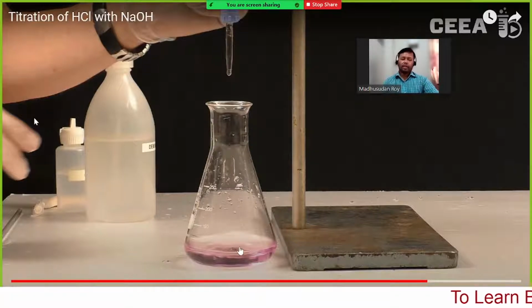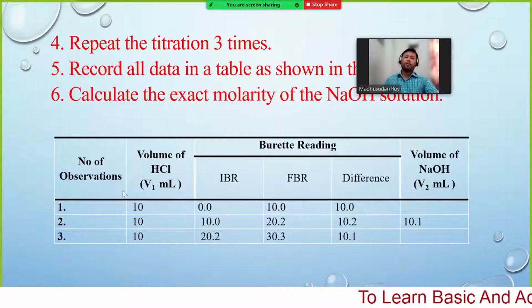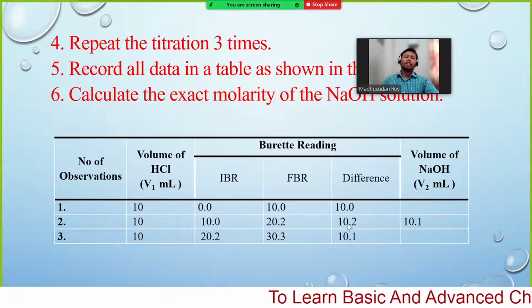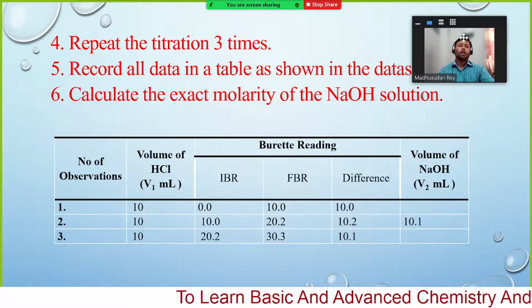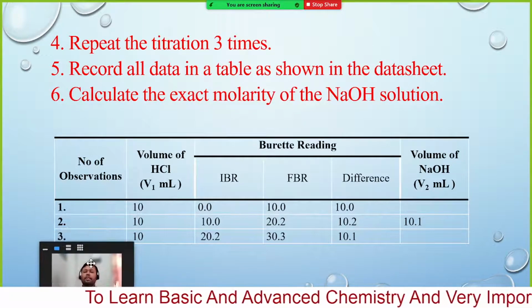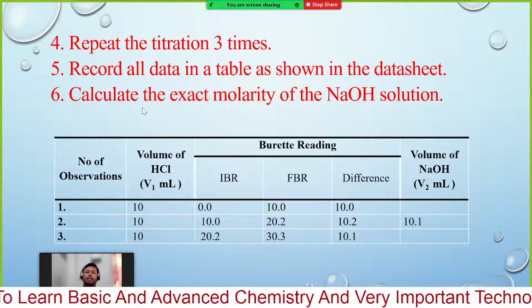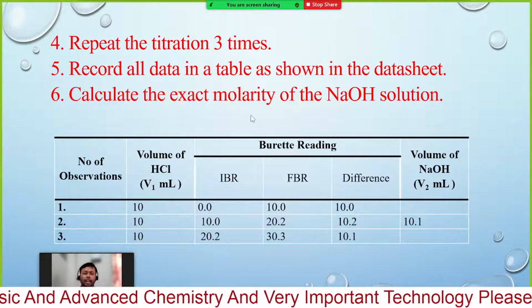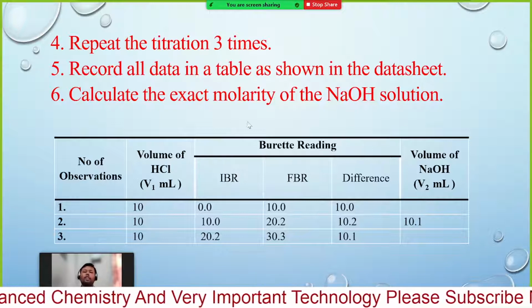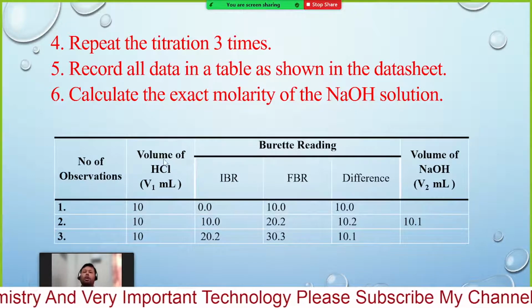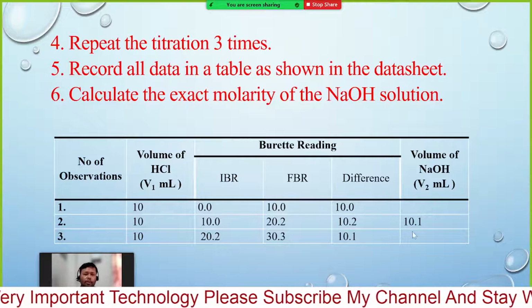So just read the volume of the burette. From the difference between the initial reading and final reading, you will find the volume of sodium hydroxide you have added, and repeat the experiment at least 3 times, to get the average of the reading.